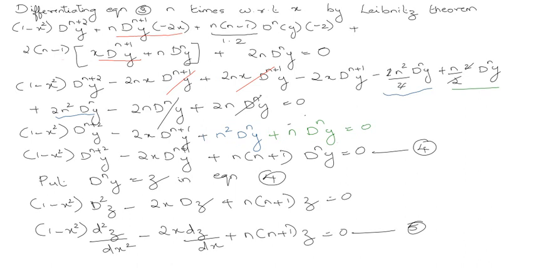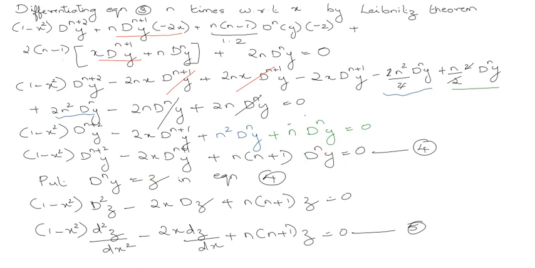Now 1 minus x square dn plus 2y minus 2x dn plus 1y. From these two equations we can take n common outside. Taking n outside, what is remaining is n plus 1 into d raised to n y. Okay. Now we are going to put d raised to n y, that is d raised to n by dx raised to n y, as z. So we are putting dny is equal to z in equation 4.